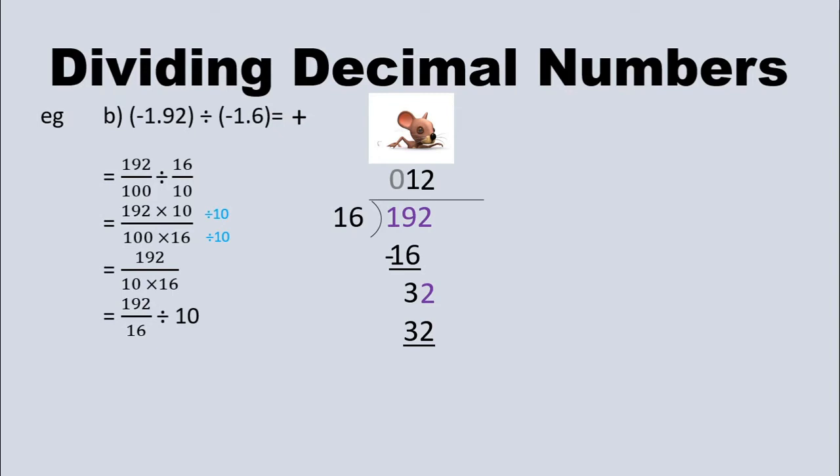Let's just make sure that we're finished. I've done my multiplication. Next is subtract. 32 take away 32 is 0. I've got 0 remaining. And I next need to bring down, but there is nothing left for me to bring down. So I'm done. My answer is 12. But that's not my final answer. Remember, I still need to divide by 10. 12 divided by 10, simple, just move the place values one down. So instead of 12, we've got 1.2. And of course, remember, negative divided by negative is positive, so positive 1.2.